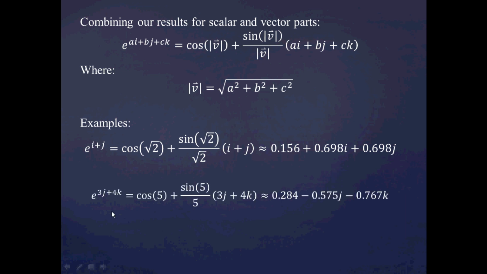And now let's take another example. Let's calculate e to the 3j plus 4k. So what's the length of this vector? I've selected the values pretty nicely, so we have the 3, 4, 5 thing going on there. So the length of this vector is going to be 5. That means that the new scalar part of this quaternion exponential is going to be cosine of 5. Then the new vector part is going to be given by sine of 5 over 5 times the vector itself, which was 3j plus 4k. Then again, you just do the distribution here, and we find that the quaternion exponential of 3j plus 4k is equal to 0.284 minus 0.575j minus 0.767k.